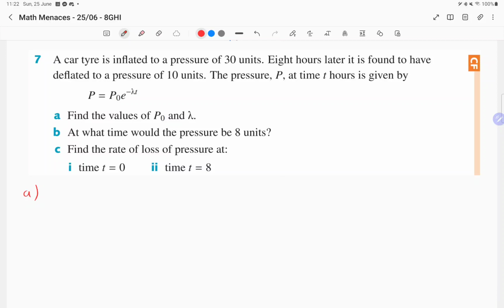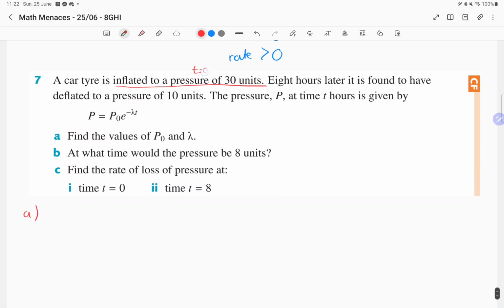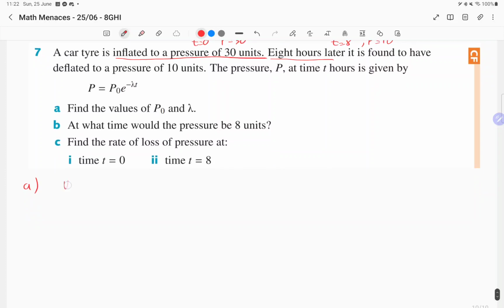Okay, a car tire is inflated to a pressure of 30. 8 hours later, it is found to have deflated to a pressure of 10. So inflated to a pressure of 30, that means that at T equals 0, the pressure is 30. Make sense? 8 hours later, so at T equals 8, it is found to have deflated to a pressure of 10. Then P equals 10. And then the pressure P at time T is given by that one, so we'll use T equals 0, P equals 30 first.